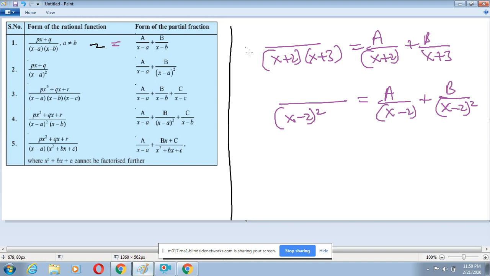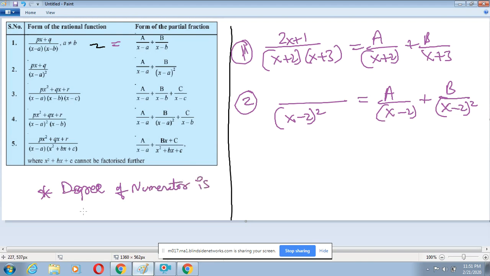Okay. One more thing you need to take care. These formulas are only valid when the degree of the numerator is smaller than the denominator. Now what is the meaning of this degree? Degree means highest power of x. Okay? Highest power of variable.